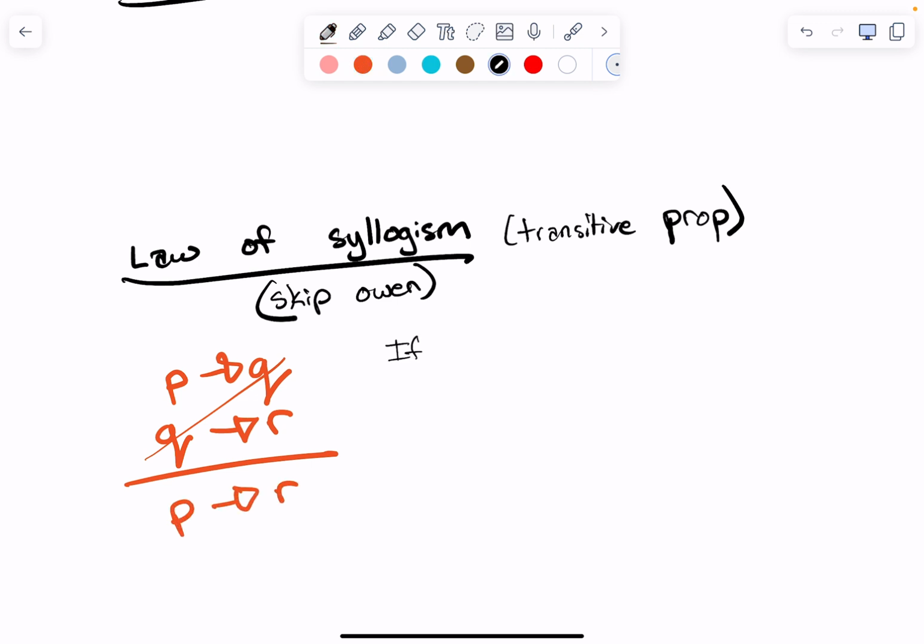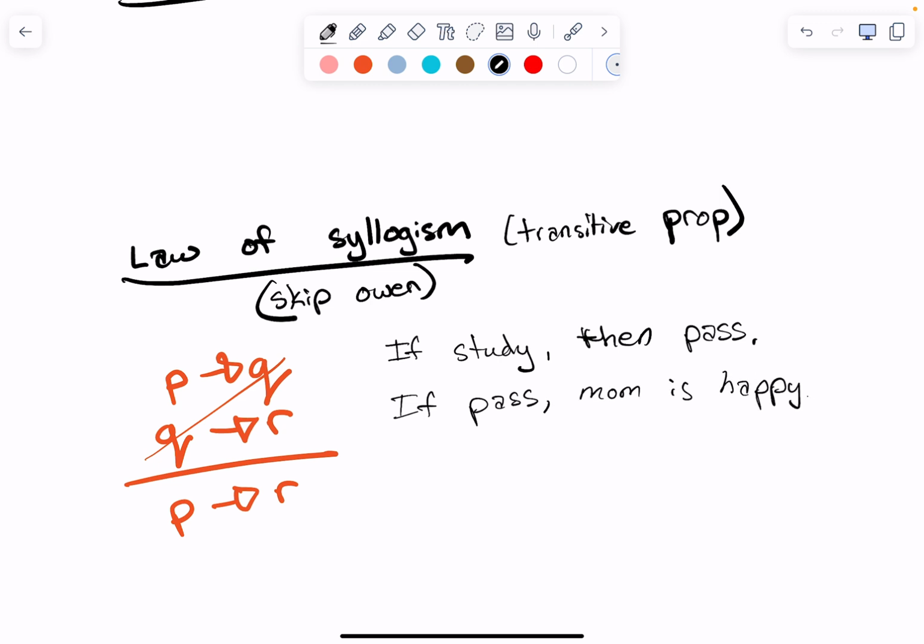If you study, then you pass. We're going to assume that that is true, even if it's not. If you study, then you pass. If you pass, then mom is happy. Okay? If they give you that information, what's the conclusion that you can draw? If study, mom happy.